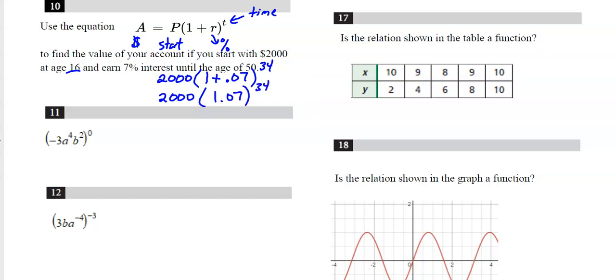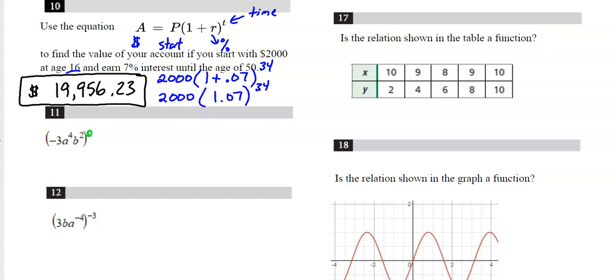And I'm not going to punch all this on the calculator on screen, but I end up getting a grand total of $19,956.23 when I rounded it. So not too bad for starting with $2,000. You almost tenfold it.